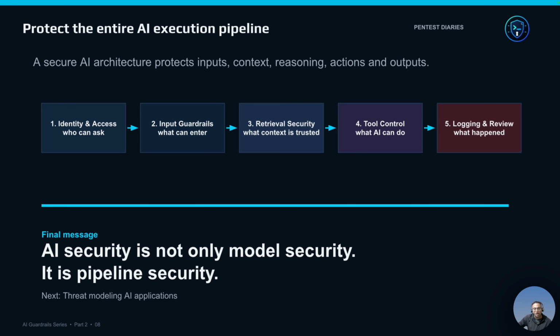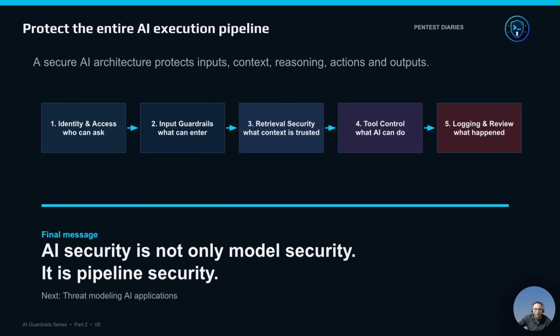Third, retrieval security. What information is the AI allowed to retrieve? Where did that information come from? How can we trust it? And what could someone manipulate in that information to influence the model?